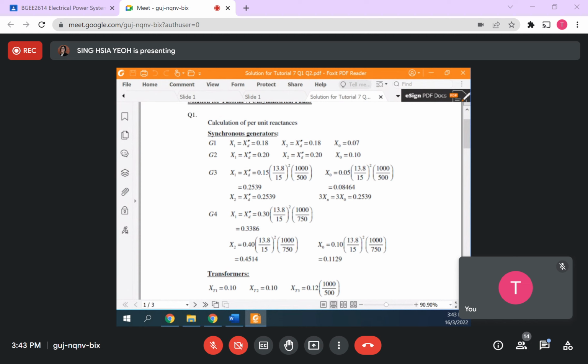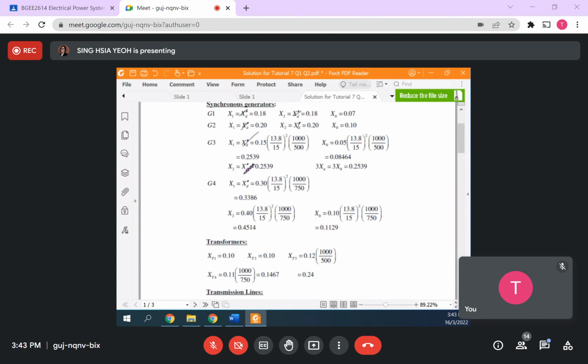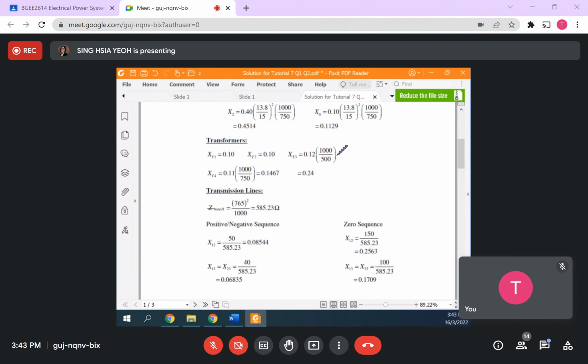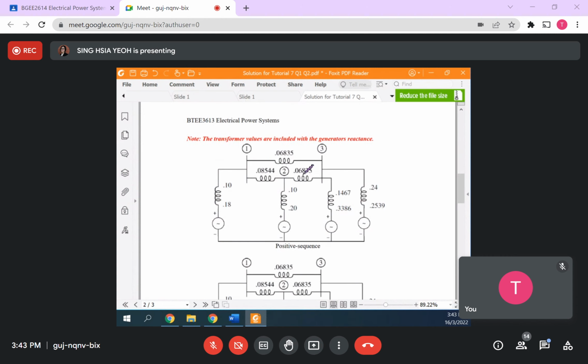You better write JPU. Yeah, supposedly it should be JPU. Then don't care about the double. This one also actually got a little bit problem. So I cannot edit the answer. This answer is from book to book. Just write X1, X2 can already lah. This one no need. Okay, then transformer I think okay. Transmission I think okay.